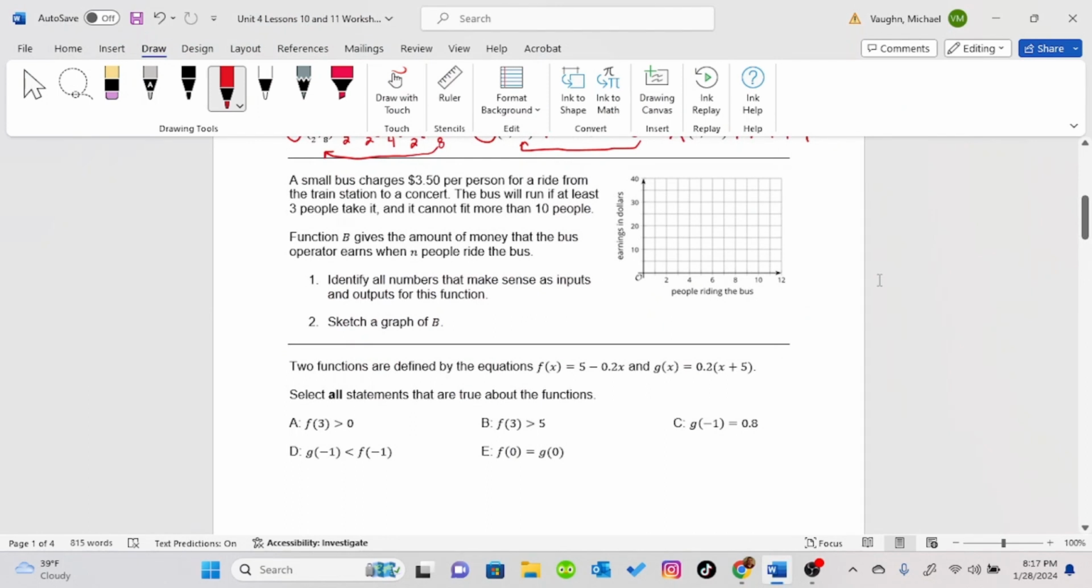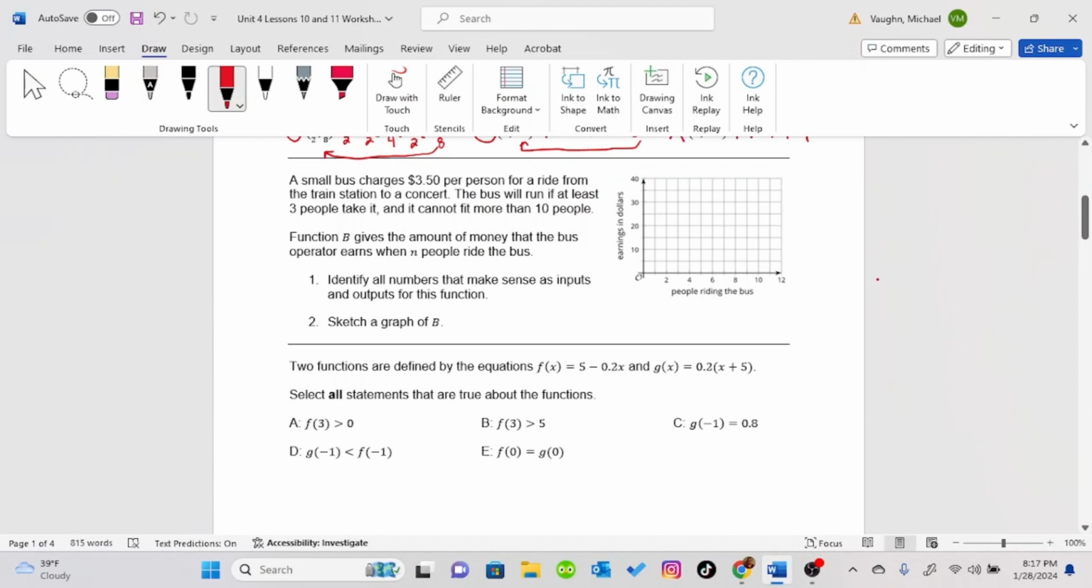A small bus charges $3.50 per person for a ride from the train station to a concert. The bus will run if at least 3 people take it and cannot fit more than 10 people. Function B gives the amount of money that the bus operator earns when N people ride the bus. Identify all numbers that make sense as inputs and outputs for this function.